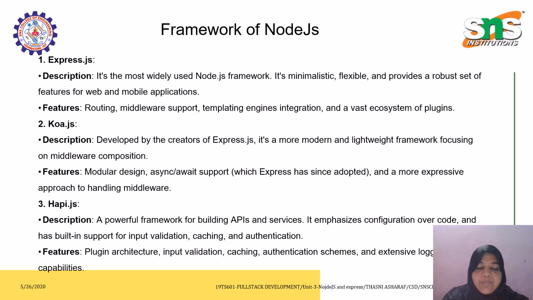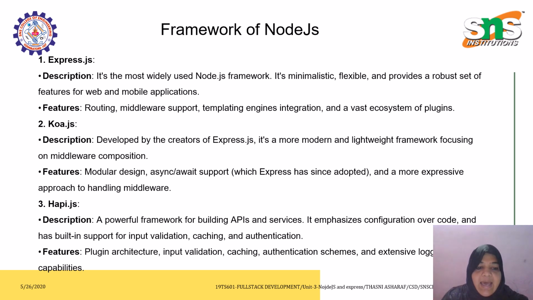Express.js is the most widely used Node.js framework. It is minimalistic, flexible, and provides a robust set of features for web and mobile applications. Its features are routing, middleware support, templating engines, integration, and a vast ecosystem of plugins. The next one is Koa, developed by the creators of Express.js. It is a more modern and lightweight framework focusing on middleware composition. The main features are a modular design, async await support, which Express has since adopted, and a more expressive approach to handling middleware.